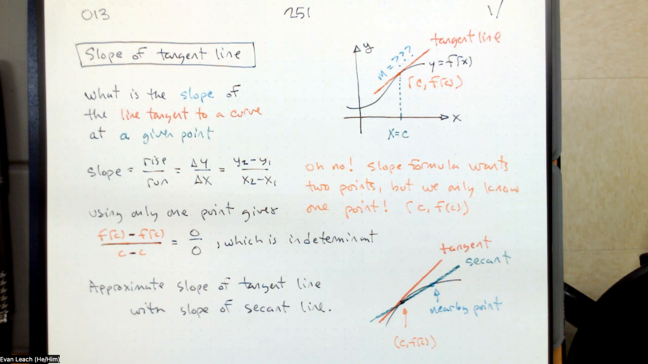So we're going to approximate the slope of the tangent line with the slope of this secant line. Once we have a method for approximating something, we've got to figure out how we're going to improve that approximation. How will we improve the approximation here? What are we going to do to improve our approximation?